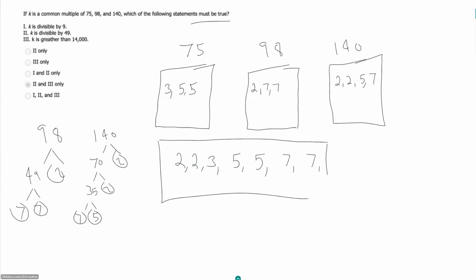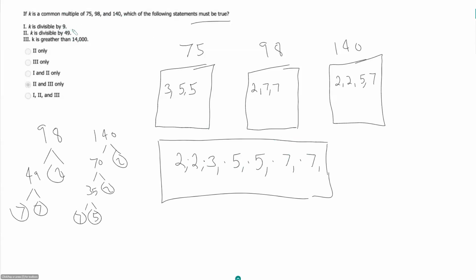So this number here, 2 times 2 times 3 times 5 times 5 times 7 times 7, should be the least common multiple of 75, 98, and 140. And therefore, all of our multiples of these three numbers at a minimum have to contain these prime factors. So what must be true?